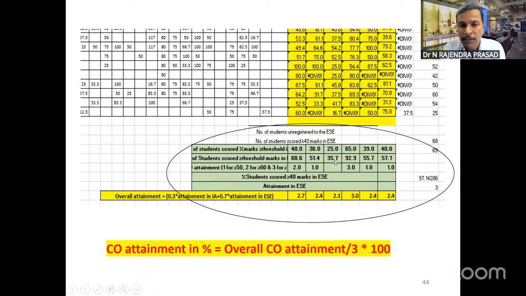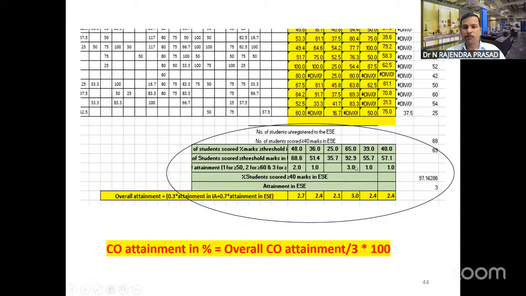35.7, the lowest, is lesser than 50%. No attainment. This is dangerous. If students have not attained any particular CO, you have to take care. You have to modify the policy. You have to go for remedial classes.